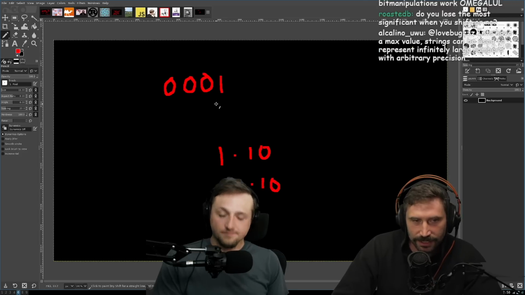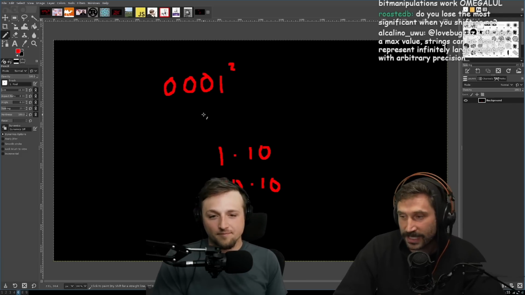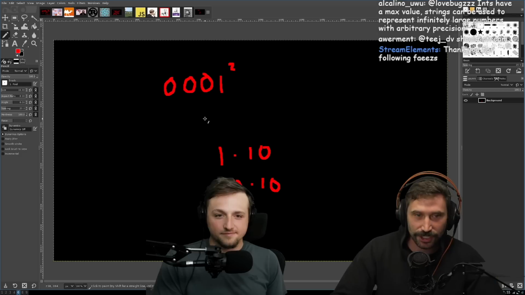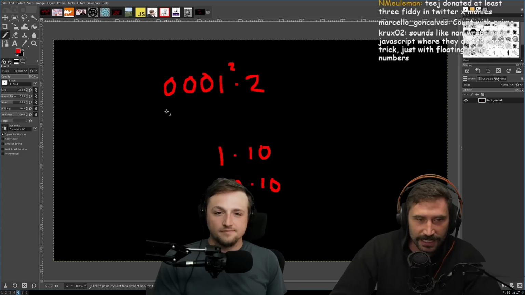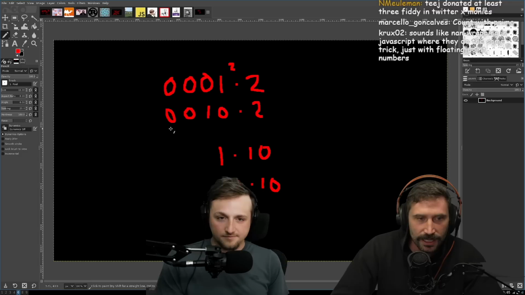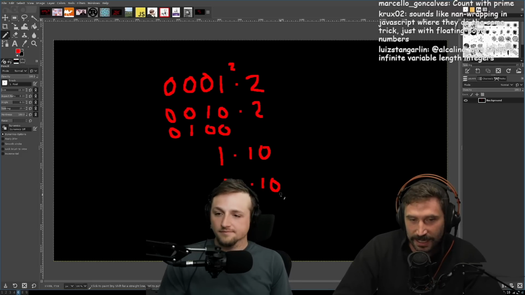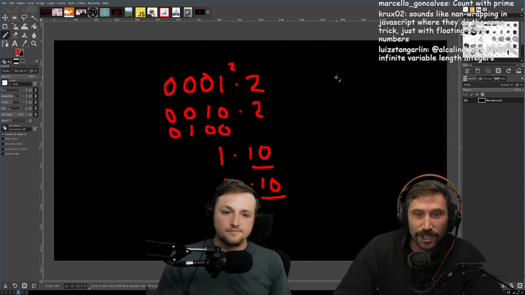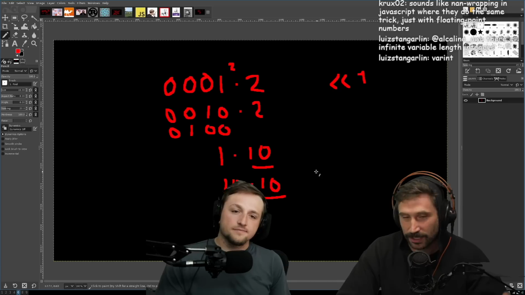In a binary counting system, since the base is 2 instead of 10, multiplying by 2 is effectively left shifting. So when I multiply 1 by 2, I get 0010. If I multiply by 2 again, I get 0100. It's the same thing as multiplying by 10 in our counting language, which is a left shift. If I left shift by 1, it's the same thing as multiplying by 2.